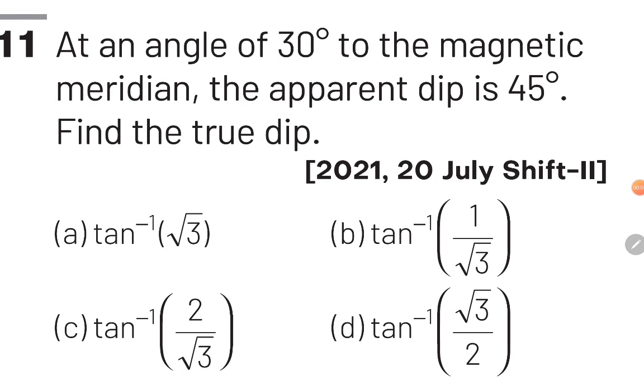Yes students, the third question of this chapter is: at an angle of 30 degrees to the magnetic meridian, the apparent dip is 45 degrees.